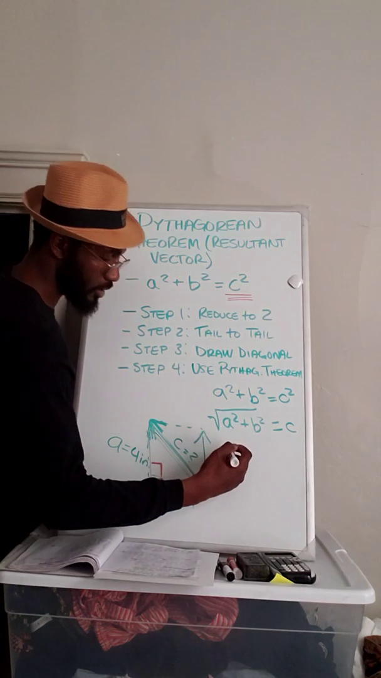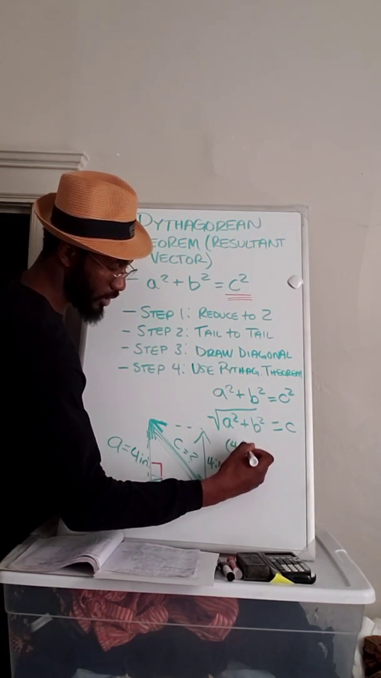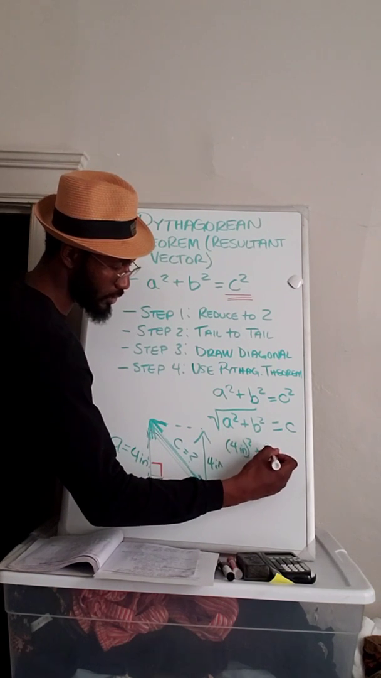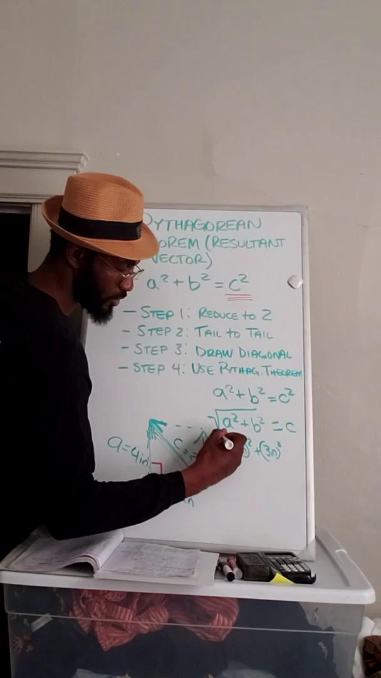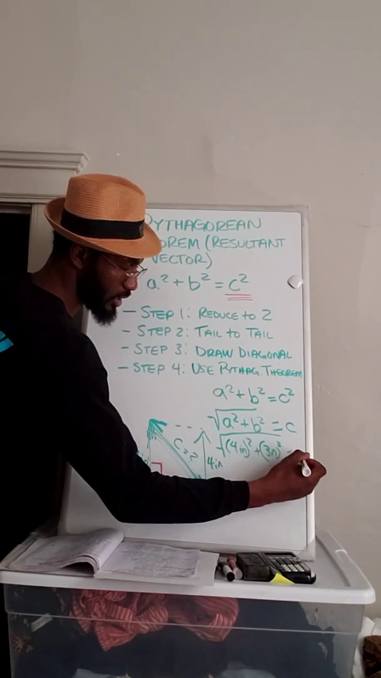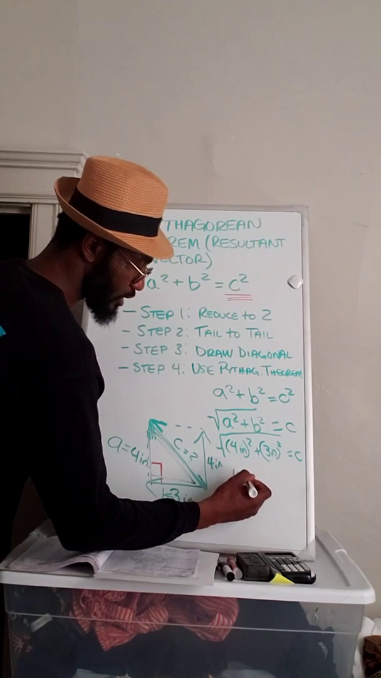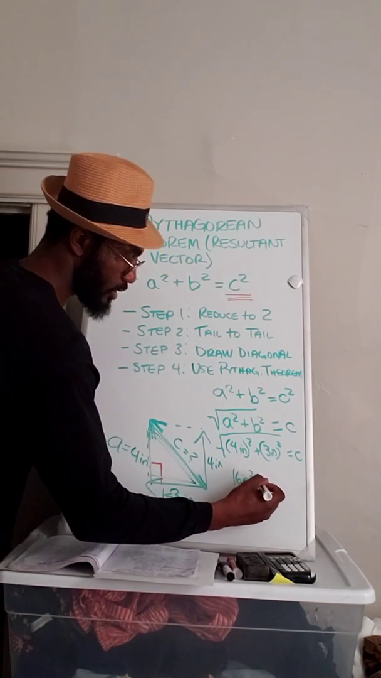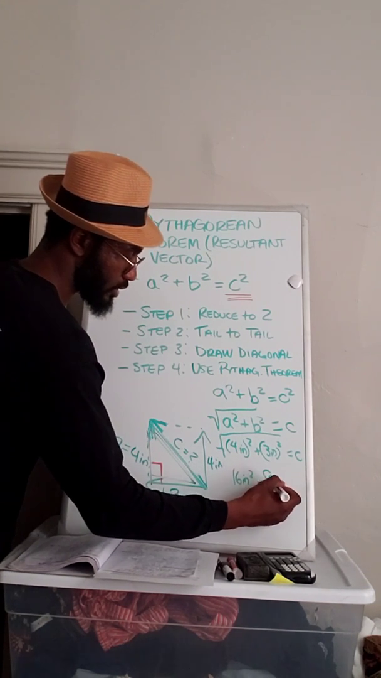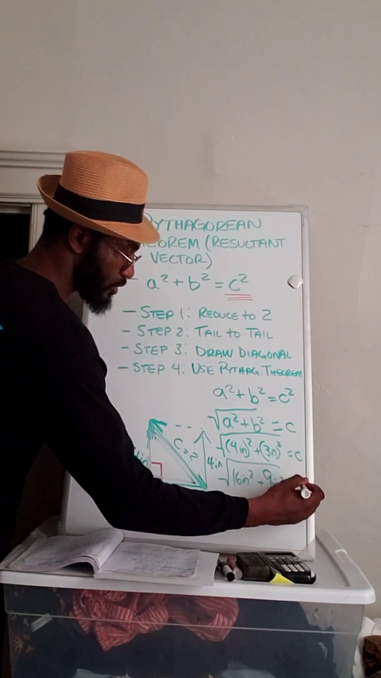So A squared, let's do A is 4 inches. That's going to be squared. B is 3 inches. That's going to be squared. Okay, and then the square root of this whole thing is going to be C. So 4 inches squared equals 16. And so the number gets squared, then the units get squared. Number gets squared, units get squared. Okay, and that's all still going to be under the square root sign.